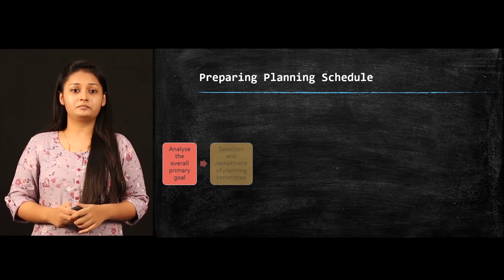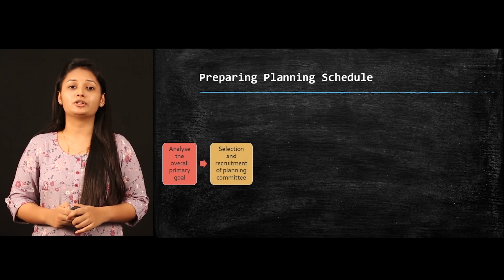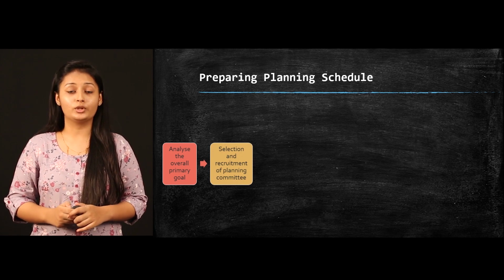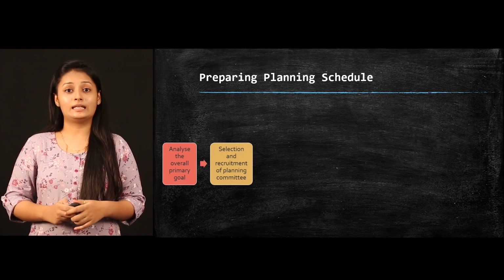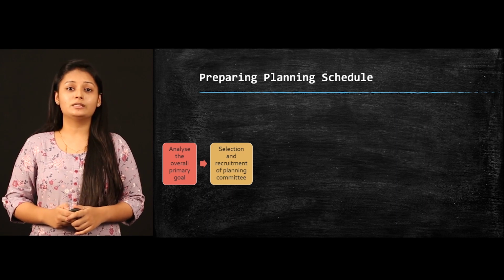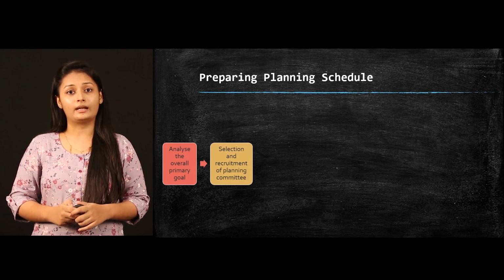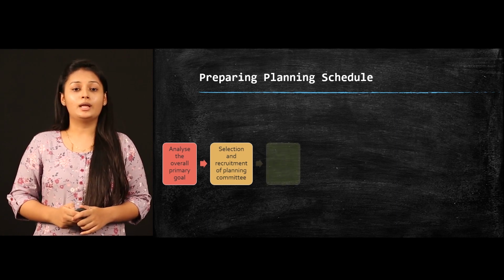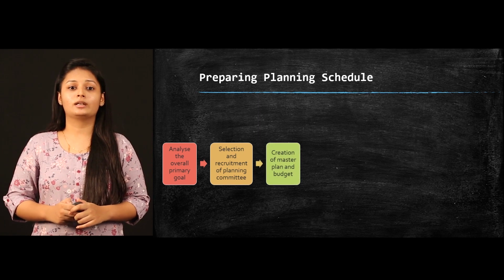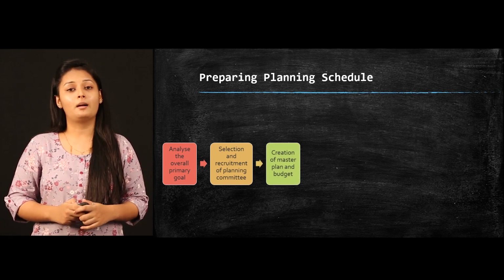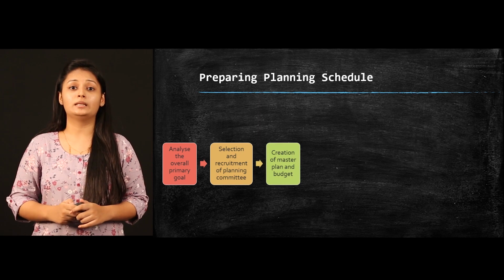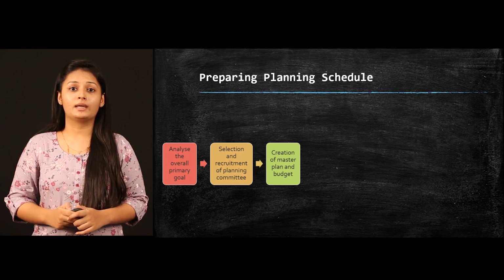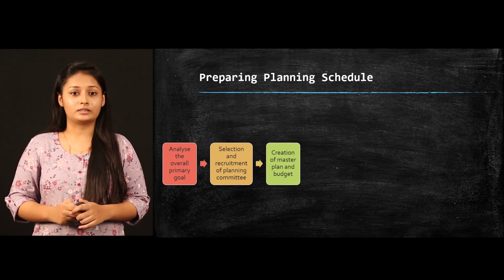The next is the selection and the recruitment of the planning committee. That means it is necessary to recruit a planning committee which involves the staff members, the technical staff, the volunteers, as well as the decision makers, which will prepare the policies and procedures for different types of events. Now, the next is the creation of the master plan and the budget. It is very important to create the master plan of all the activities which are required to be performed in the event, along with making the budget of all the activities.